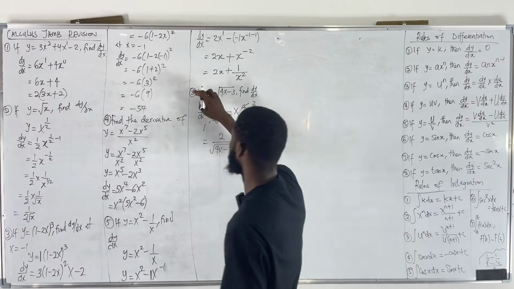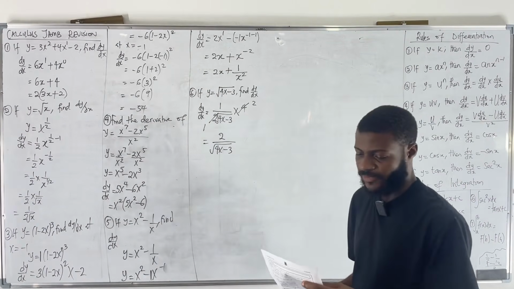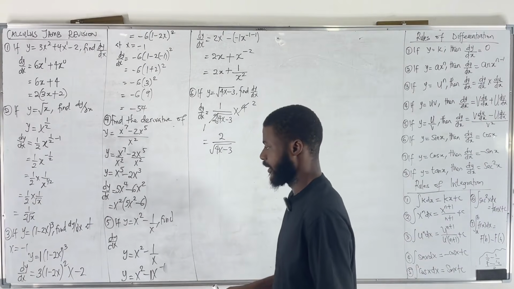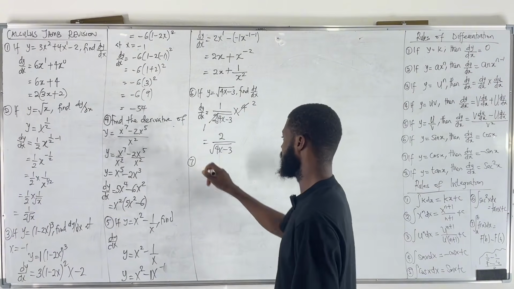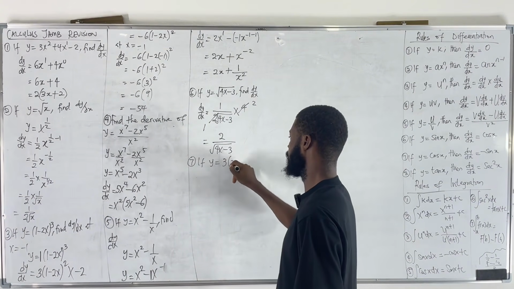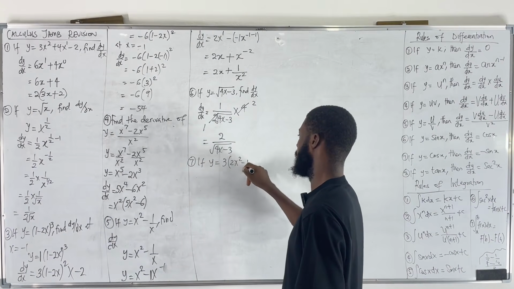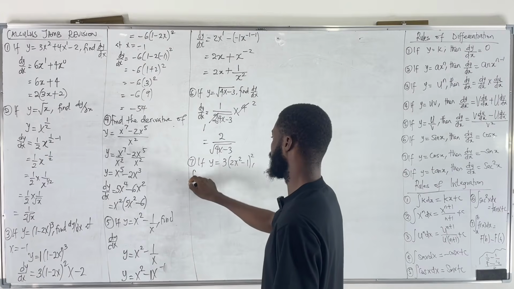This is not number 3, by the way. This is number 6. All right, let's move to the next one. Number 7. So question 7 says, if y is equal to 3 into (2x squared minus 1) squared, find dy/dx.